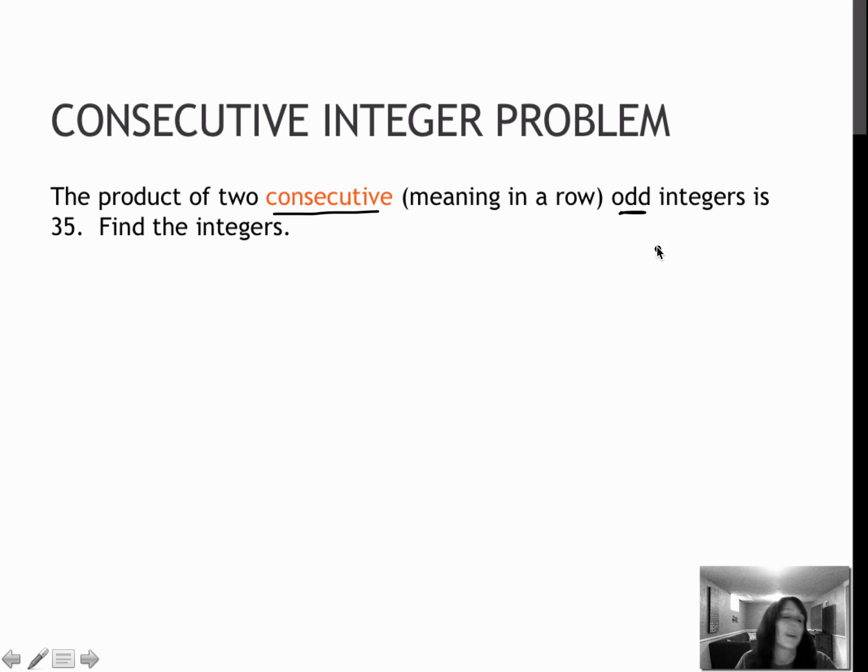integers, meaning if the first one's 3, the next one's 5. If the first one's 13, the next one's 15. The first one's 71, the next one's 73, etc. So odd integers. I'm going to let x represent my first integer.